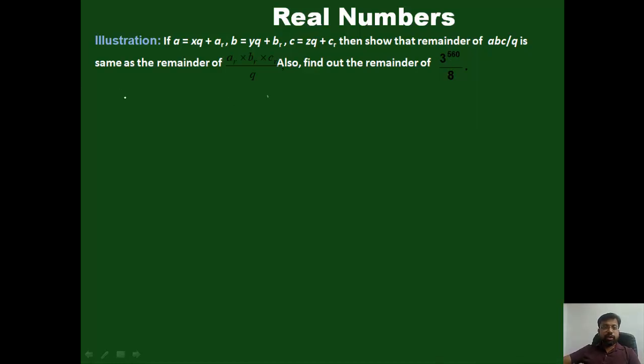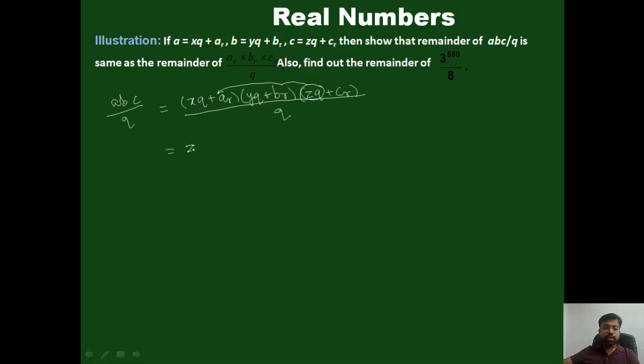Now, what we have to find out is the remainder in case of ABC divided by Q. Now, what is that going to be? A is given to be xq plus AR. So you have xq plus AR into yq plus BR into zq plus CR divided by Q. Now what we do is, for these two numbers, zq would be multiplied with both these brackets, and similarly CR is going to be multiplied with these two brackets.